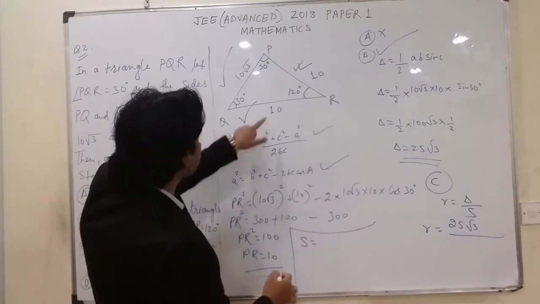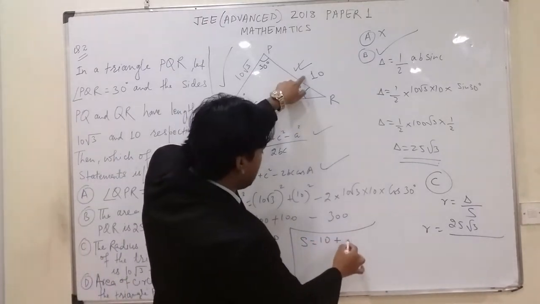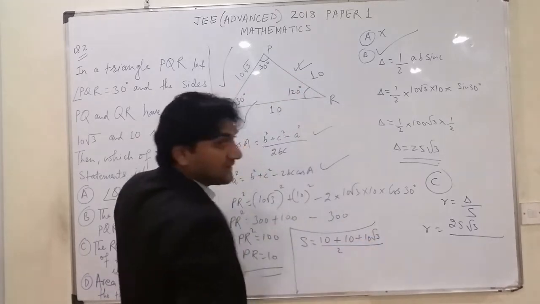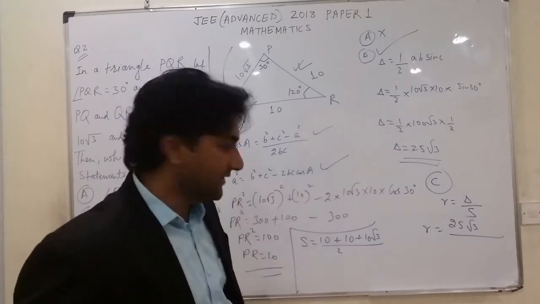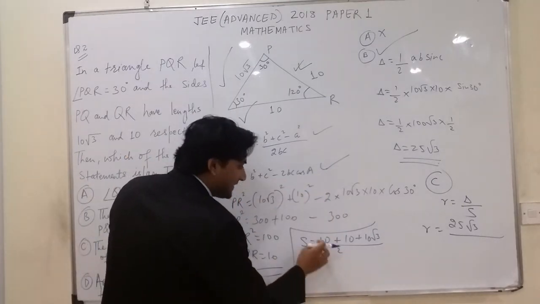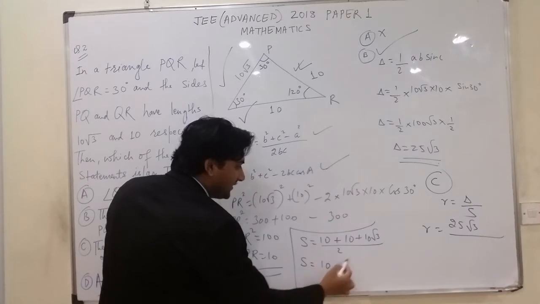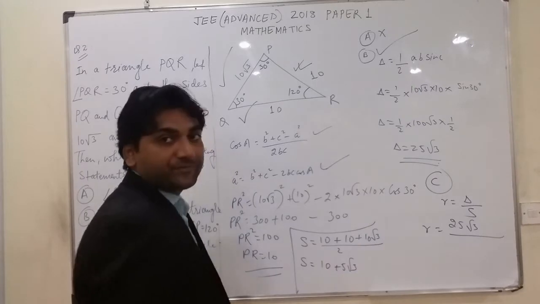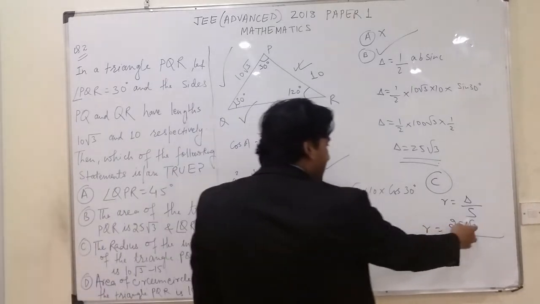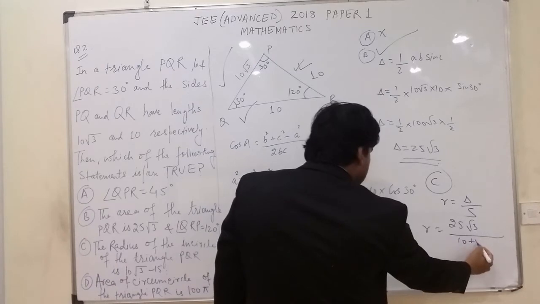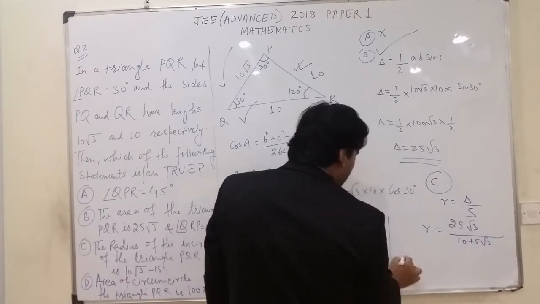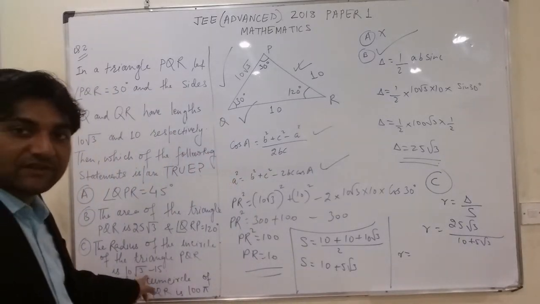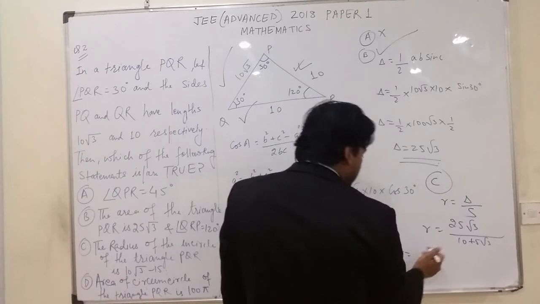S equals 10 plus 10 root 3 over 2. Semi-perimeter means half of the perimeter. So what we got? S equals 10 plus 10 is 20. 20 over 2 is 10 again. And 10 root 3 over 2, that is 5 root 3. So we got S equals 10 plus 5 root 3. Okay? So now 25 root 3 over 10 plus 5 root 3. Now rationalize it, because you have the radius in a different form, 10 root 3 minus 15. So it means we have to rationalize this.